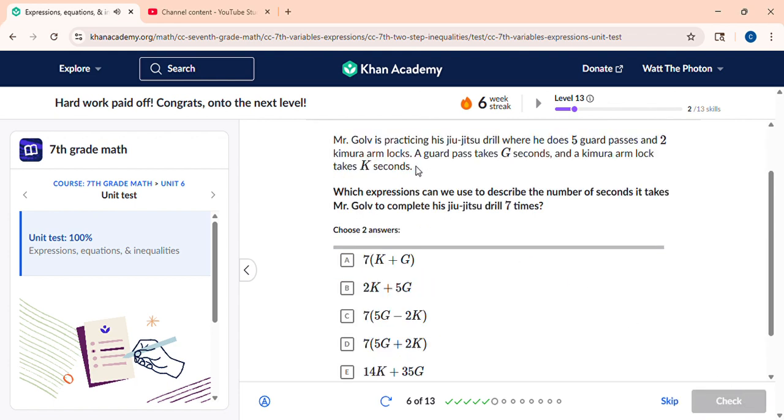Mr. Golvai is practicing his jiu-jitsu drills, where he does 5 guard passes and 2 arm locks. A guard pass takes G seconds, and an arm lock takes K seconds. What expression can we use to describe the number of seconds it takes Mr. Golvai to complete his jiu-jitsu drills 7 times? So he does 5 guard passes and 2 locks. A guard pass is G seconds, and a lock takes 7 seconds.